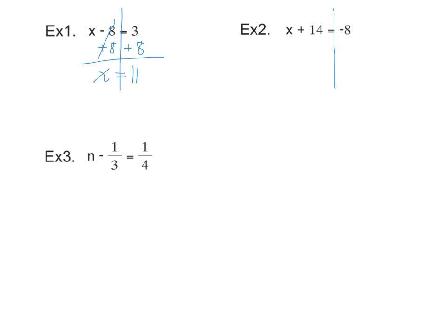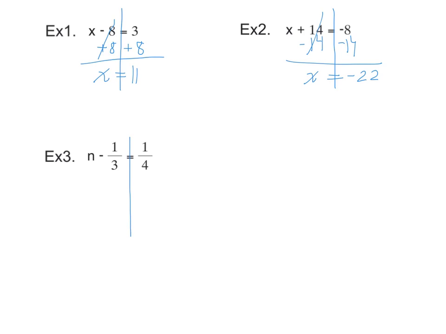In the next one, they've added 14 to the x. So we're going to do the opposite, subtract 14. Now, x will equal negative 8 minus 14, which is negative 22. This next one is no different, except it's a fraction. That always causes some problems for students. We treat it the same way, though.